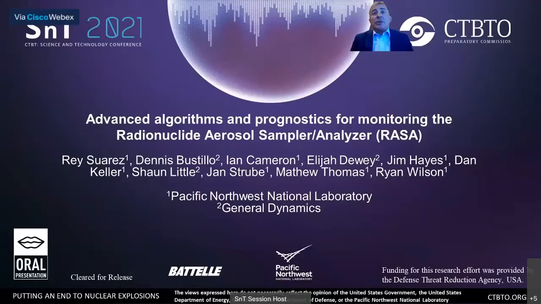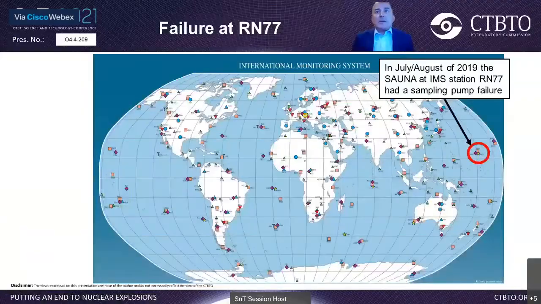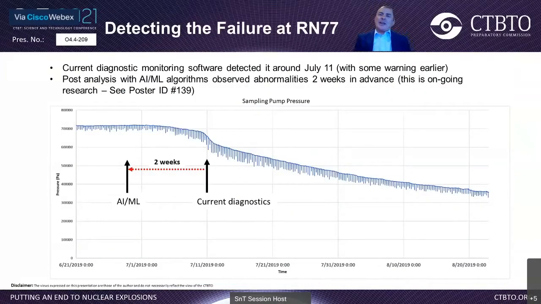Hi, my name is Ray Flores, and I'm from Pacific Northwest National Laboratory. Today, I'm going to present on some work that we've done for monitoring the Radionuclide Aerosol Sampler and Analyzer that's in the IMS. So in July or August of 2019, the SAUNA at IMS Station RN77 had a sampling pump failure. Our current diagnostic and monitoring techniques caught the failure somewhere around the 11th of July. We've been analyzing this data really closely with some AI/ML techniques, and it looks like we may have started to see features 2 weeks earlier. That's some ongoing research.